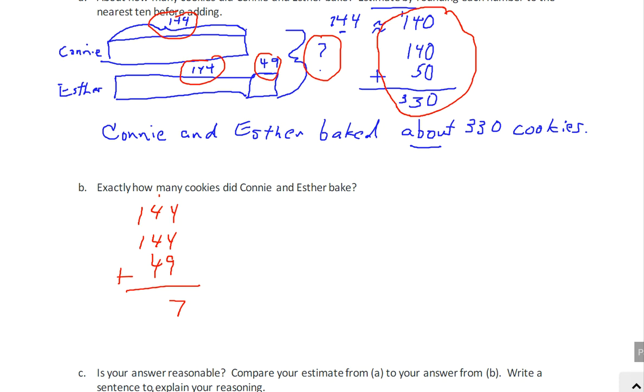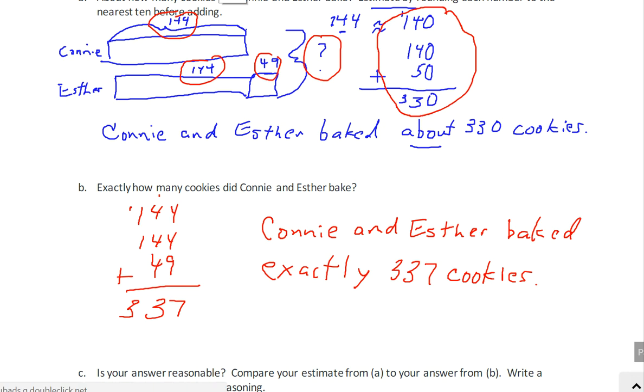Okay, 9 and 8 is 17, 4 and 1 is 5, 9, 11, 13. So we have 13, carry the 1, and we have 337. So the exact amount is Connie and Esther baked exactly 337 cookies. All right, so that's what they exactly did.